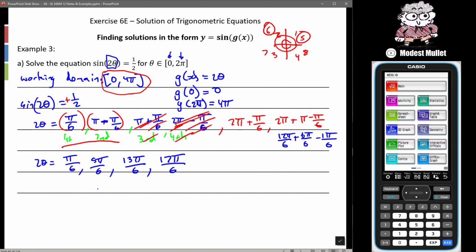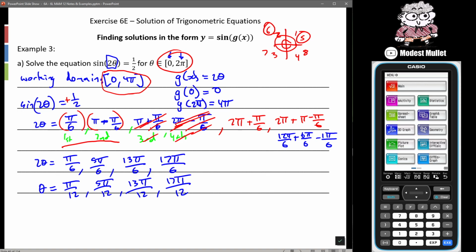But that's what 2 theta is. Theta is now equal to, divide all of those by 2, so we get pi on 12, 5 pi on 12, 13 pi on 12, 17 pi on 12. And you'll see those are all inside our original domain. So that's how we do that.